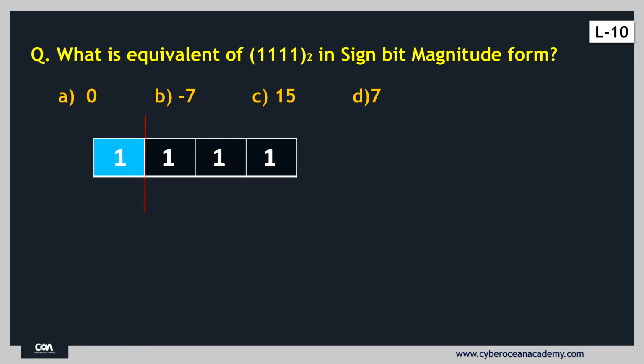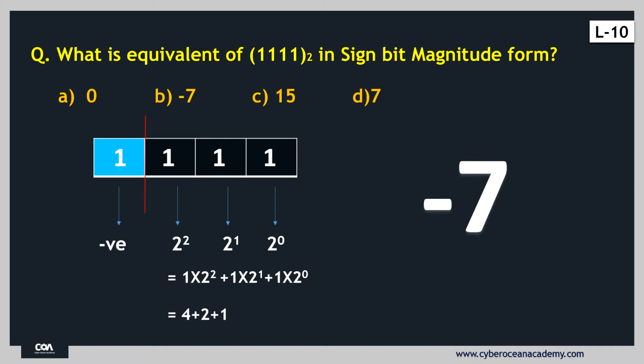What is the weight of each bit? That is 2 to the power 0, 2 to the power 1, and 2 to the power 2. These are basically the weights. And since the MSB, that sign bit, is 1, it is a negative number. And now the equivalent of the magnitude is 2 to the power 2 plus 2 to the power 1 plus 2 to the power 0, each multiplied by 1, that is 4 plus 2 plus 1, which is equivalent to 7. And now the equivalent of this number is minus 7. So the correct answer is minus 7, not 15.